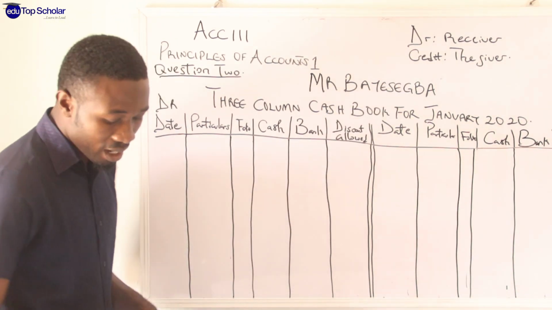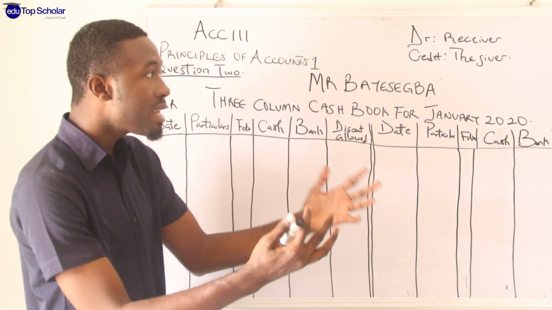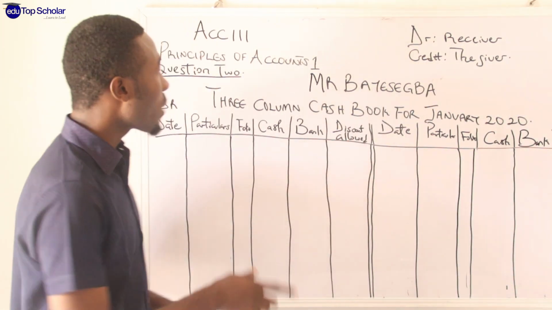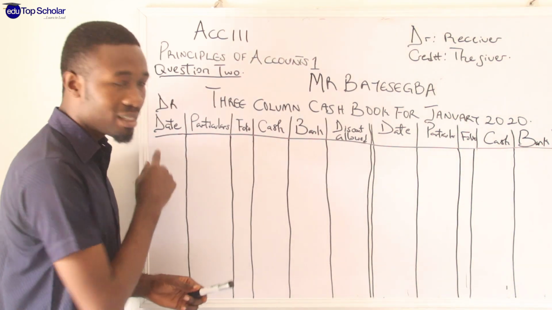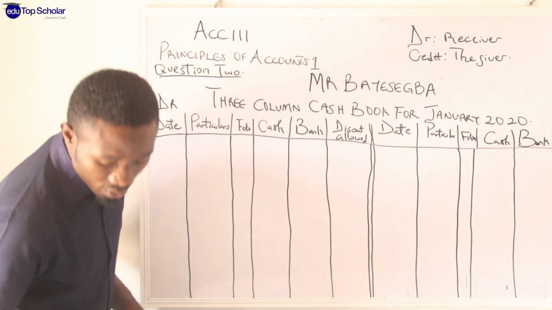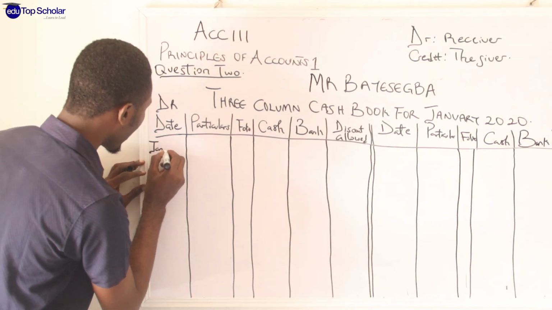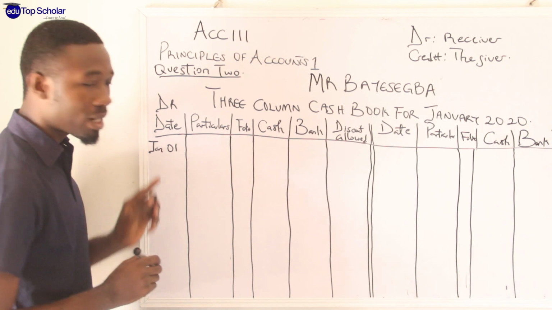So in this case, Mr. Baye Shegba brought money into the business. The business here is the receiver. So we are going to record it in the debit side. So on what date? They said January 1. So we can record it as January 01. That is our date.